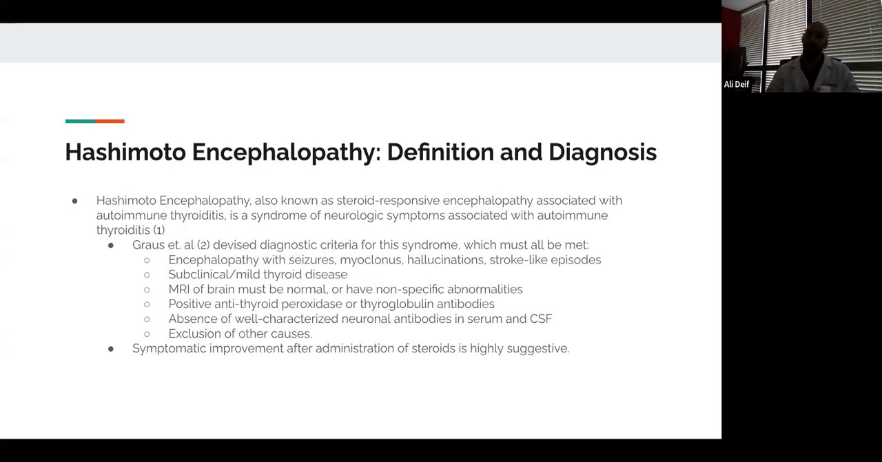So before we come to this diagnosis of Hashimoto encephalopathy, it's very important that we exclude the other more common causes first. The last thing is that patients very typically improve after the administration of steroids, and this is very suggestive of the condition in the setting of all of the things I've just mentioned.